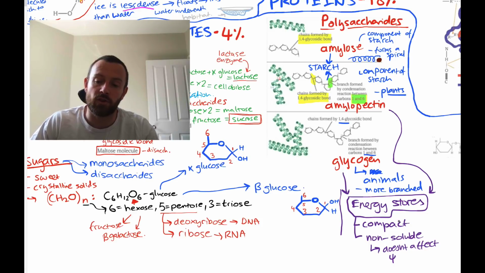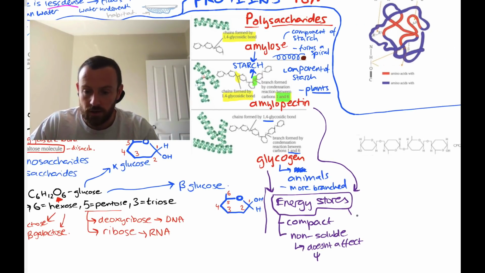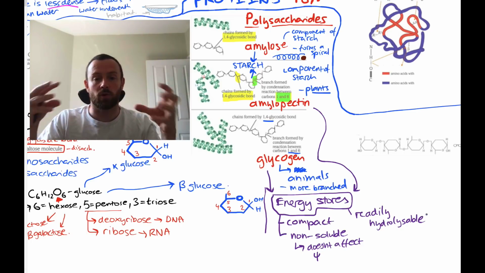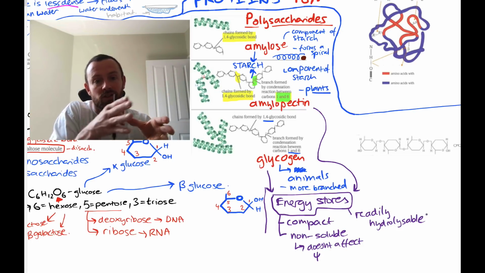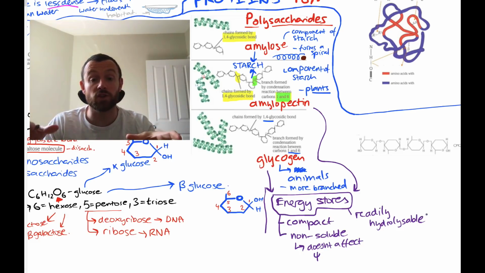And the final thing is that they are readily hydrolyzable. I'm going to write that over here. Move across slightly. Readily hydrolyzable. That means hydrolysis, remember, is breaking a larger molecule down into its smaller parts. So readily hydrolyzable means you can chop it up from the polymer back into the monomer, so the cell can have access to glucose for respiration whenever it wants to.